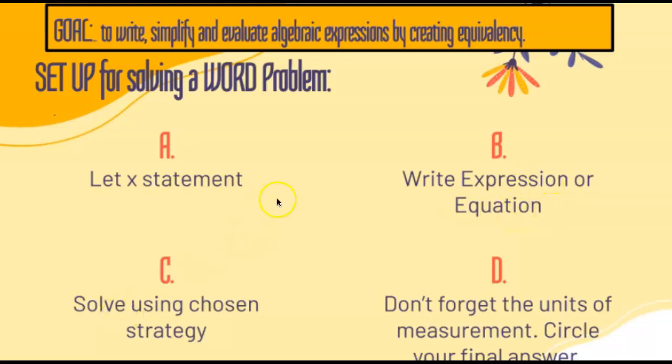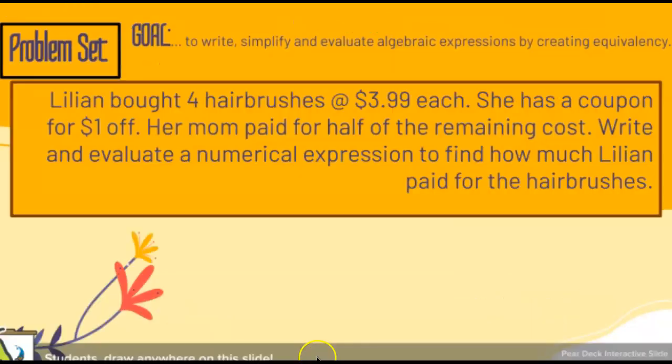The third line will be where you solve it using whatever strategy you think could solve the problem. And then the last one will be your final answer with your units. You circle your final answer. All right? So let's try that. We're going to try that logic statement, the process that I tell you in this one. But I want you to try it first and then I'll work on it with you.